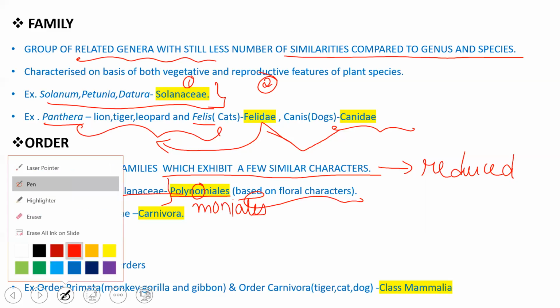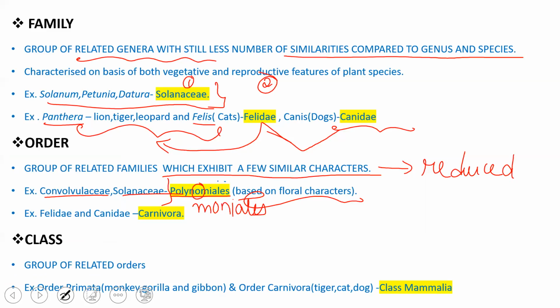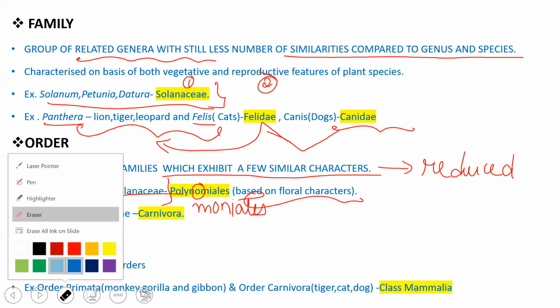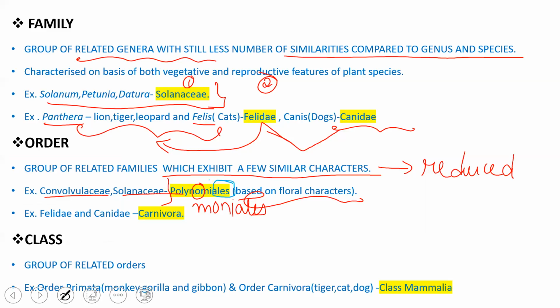For plants, if we take an order, if you observe, it is going to end with -ales. A-L-E-S. For a family, in the case of plants, it is going to end with -aceae. Even for animals, it is going to end with -ae or -dae. So that is the suffix for family, and this is the suffix for order. Generally, it won't be the same in the case of the order of animals.